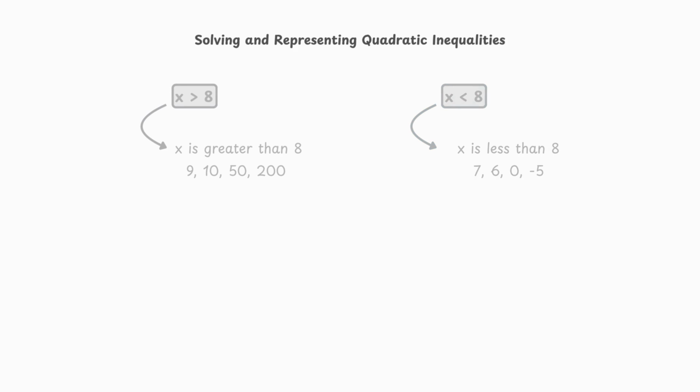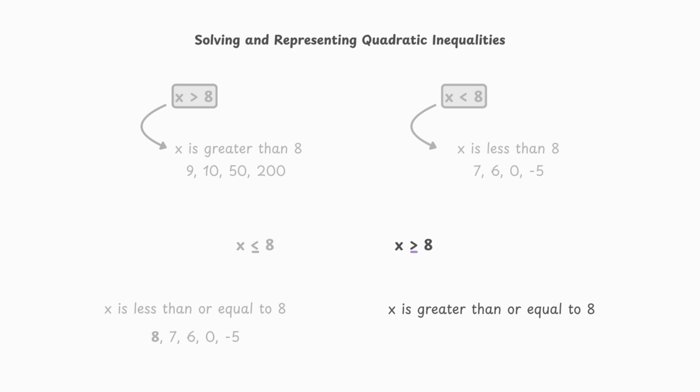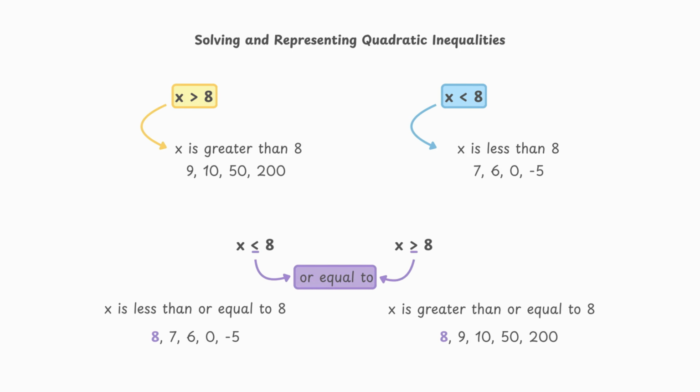Now let's include the equal to part. When we say x is less than or equal to 8, this means x can be 8 or any number smaller than 8. So the value 8 is included. Similarly, when we say x is greater than or equal to 8, this means x can be 8 or any number greater than 8. Again, the value 8 is included. So the key idea to remember is this. If the symbol includes a line underneath, it means or equal to, and the boundary value is included. If there is no line, the boundary value is not included. Make sure you are confident with these symbols, because we will use them when solving and representing quadratic inequalities.